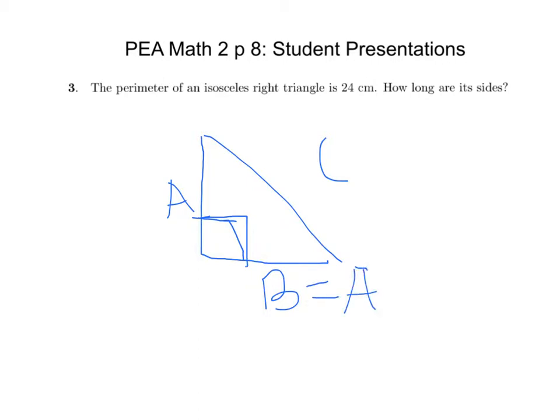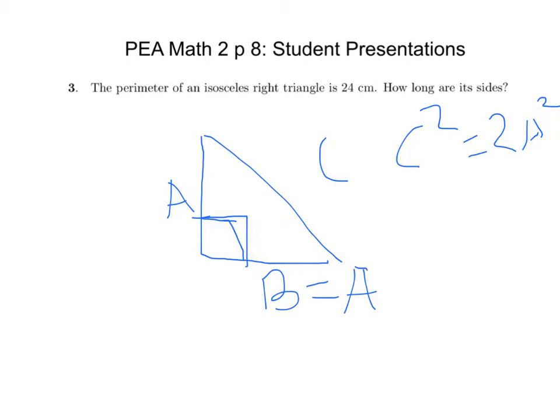Now, using the Pythagorean theorem with the two A's, solve for C. So C squared equals A squared plus A squared, which is 2A squared. So what does C equal?